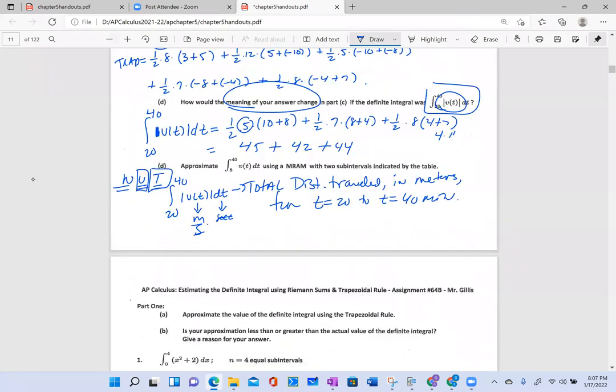Okay, well, I hope that helps you with the trapezoidal rule and approximating a definite integral.